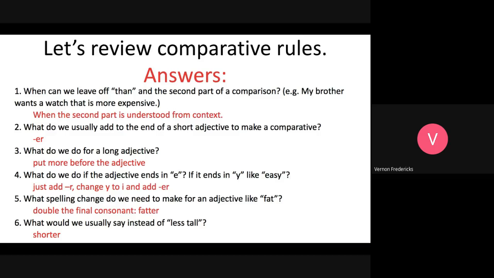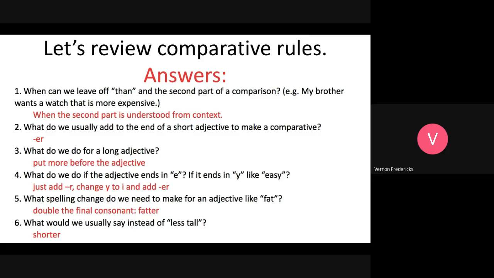What do we usually add to the end of a short adjective to make a comparative? This was easy, students. ER. What do we do for a long adjective? We put more before the adjective. Number four. What do we do if the adjective ends in an E? If it ends in a Y, like easy, we change the Y to I and we add ER. So if it ends in an E, we just add R. If it ends in a Y, we delete the Y and we write IER.